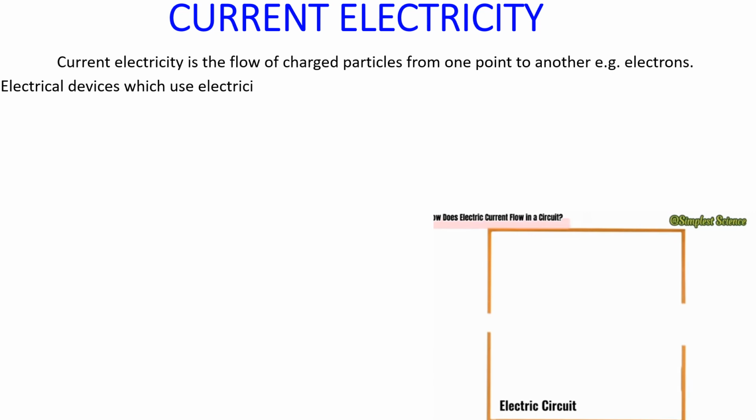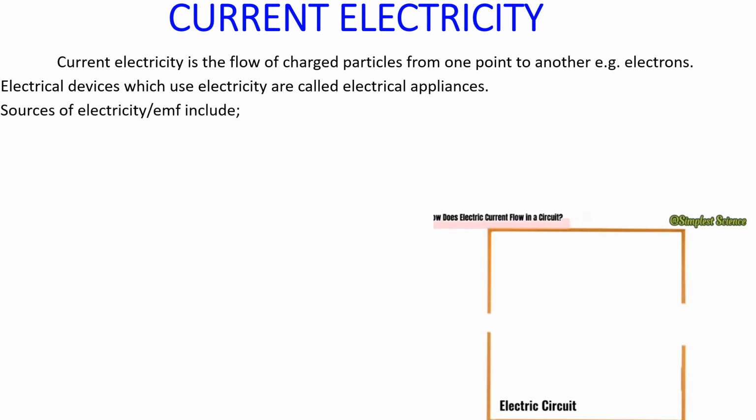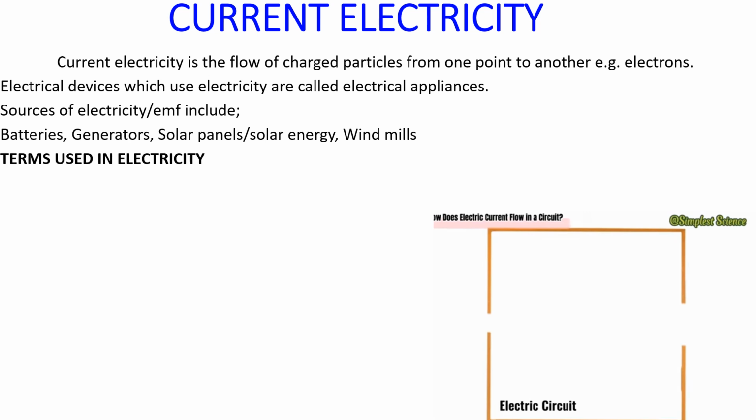Electrical devices which use electricity are called electrical appliances. The fridge, the television, the woofer, name them. Sources of electricity, or the electromotive force, include batteries, generators, solar panels, or solar energy, windmills, dry cells, etc. Name them.